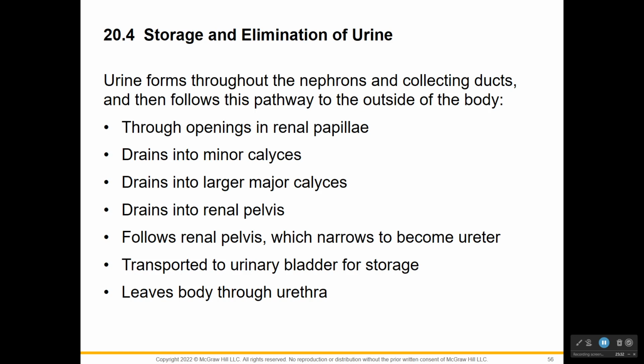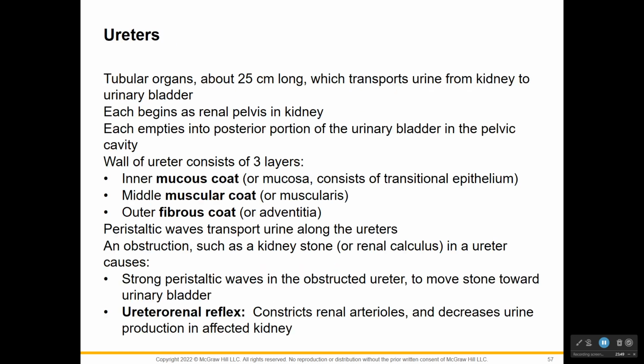So urine forms throughout the nephron and the collecting ducts like we've been talking about. And then it goes through the renal papilla to the minor, to the major, to the renal pelvis, and then eventually the ureter. And the ureter is going to move the urine to the bladder for storage, and then finally it will leave through the urethra. So let's talk about the ureters. These are tubular organs, 25 centimeters long, and they take the urine from the kidney to the urinary bladder.